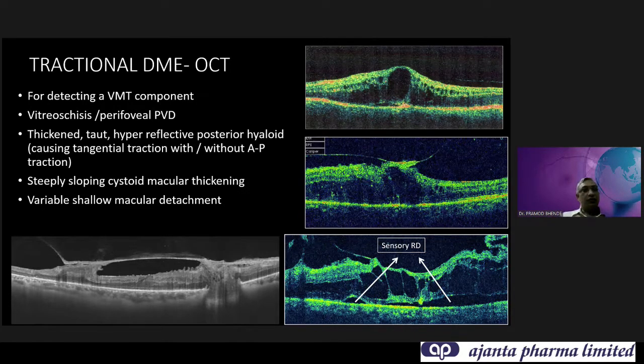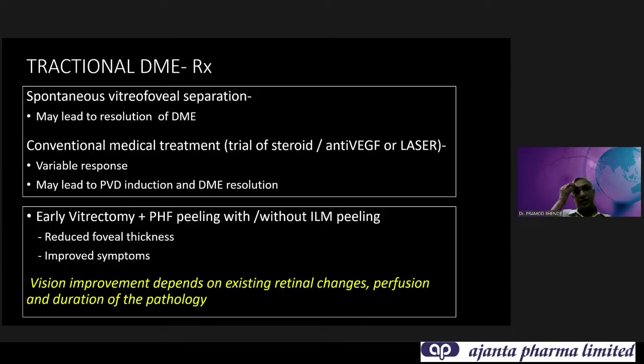OCT definitely is helpful in these eyes for detection of vitreomacular components, schisis, perifoveal PVD. You can see these various pictures. I am showing a steep macular edema, multiple attachments of the posterior hyaloid, and even sensory detachment. In the last case, the right side lower corner, you see how badly the macula is distorted, and generally these eyes can have a reasonably bad prognosis.